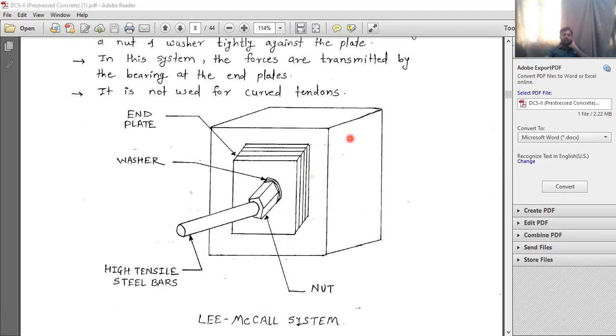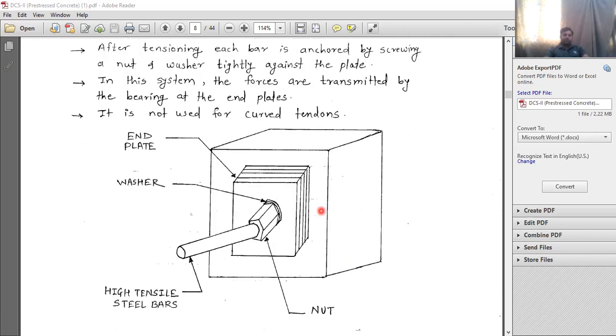The tendon is taken out from here and then the force is applied. That force is applied whenever the prestress is done, and it is applied to the other end also with the help of these end plates. So this is done in the Lee-McCall system.